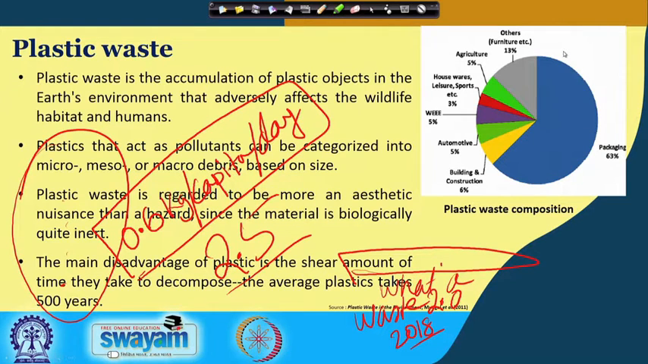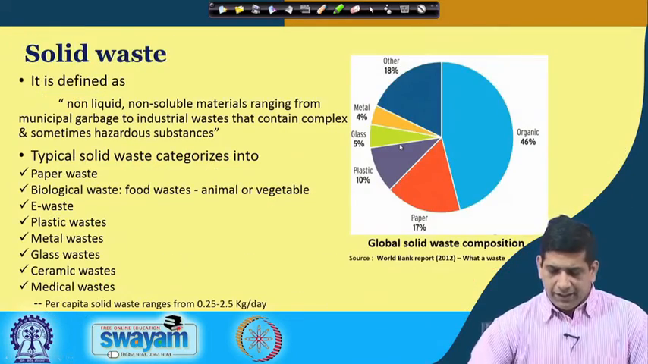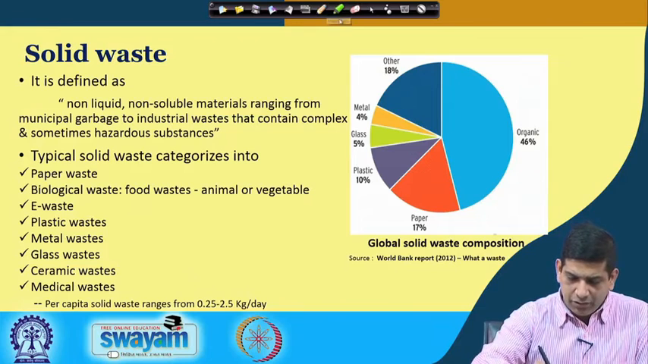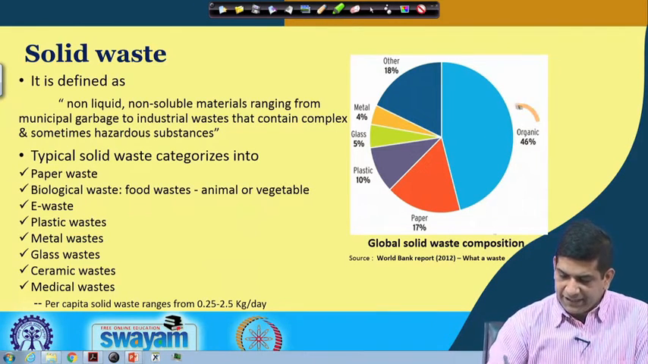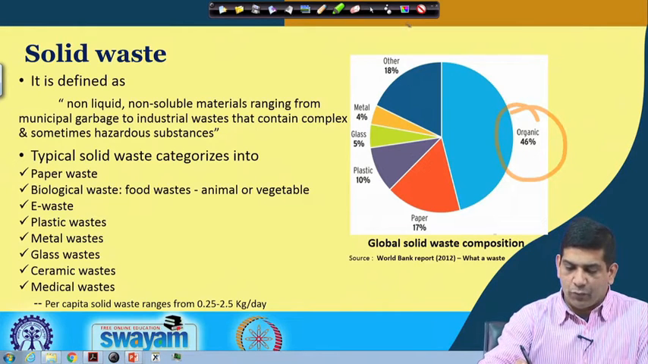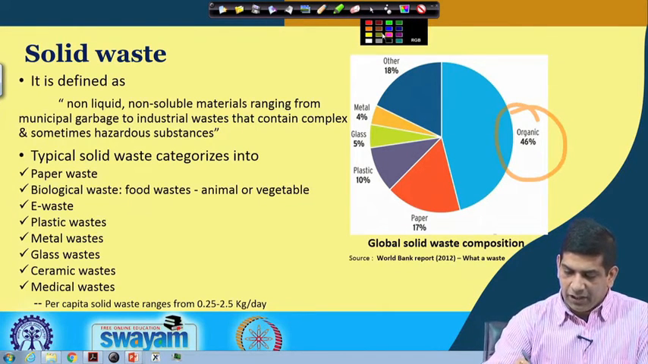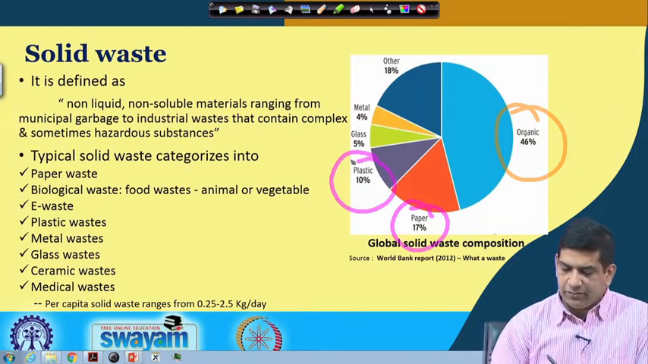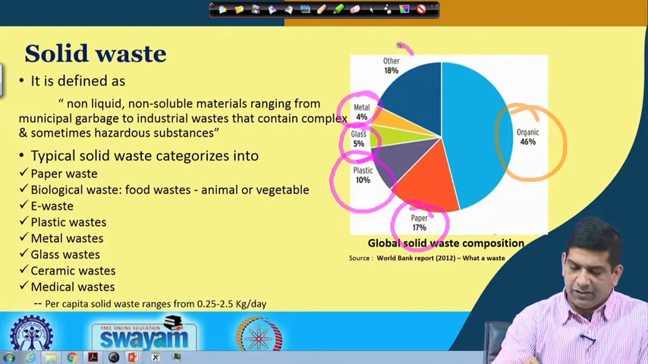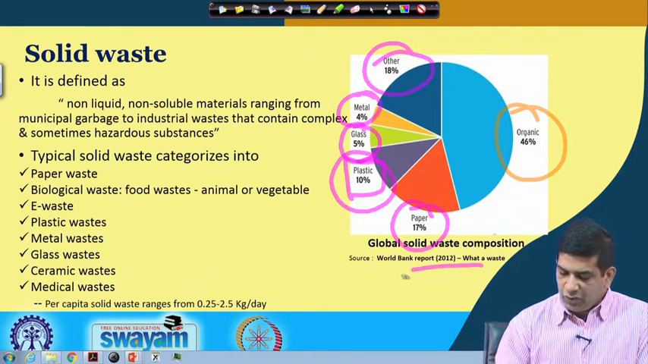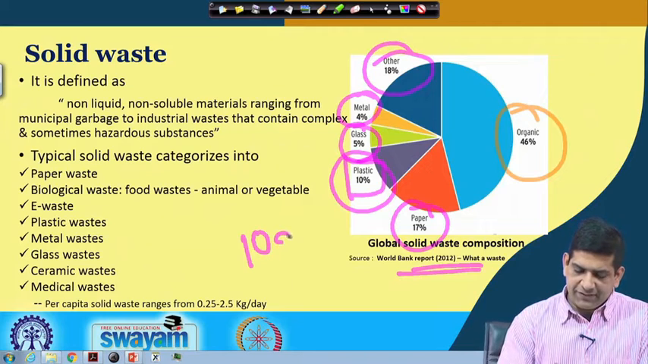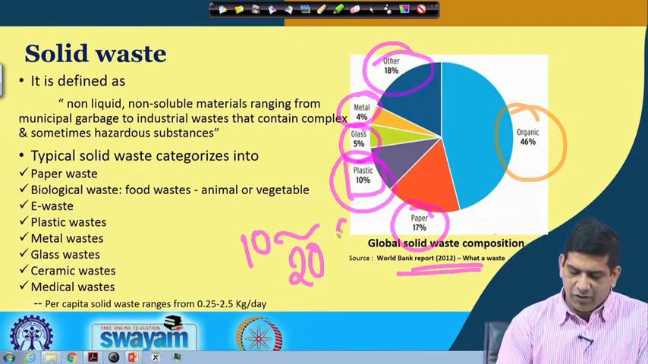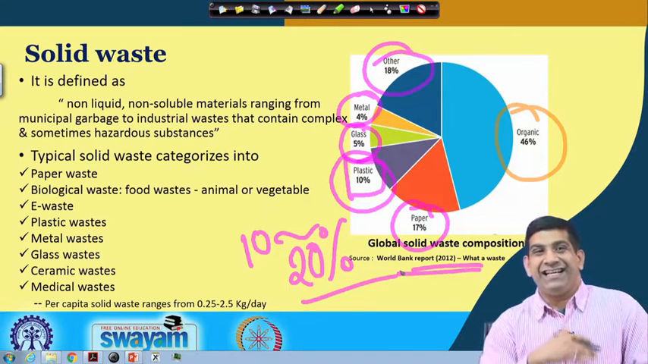In terms of plastic waste composition, if you look at the global solid waste production, 46% of the waste is organic in nature. Then paper is 17%, plastic is 10%, glass 5%, metal 4%, others 18%. This 10% was in 2012. Now this number is inching towards 20%. It's a lot of increase; plastic has nearly doubled in the last 10 years.